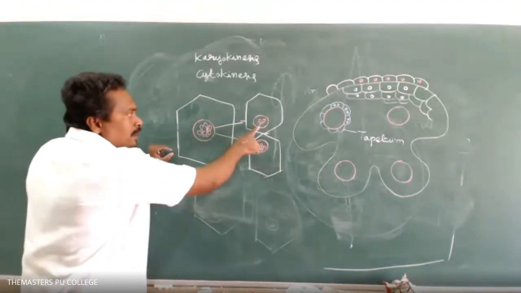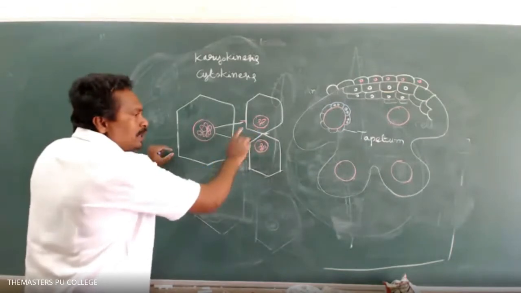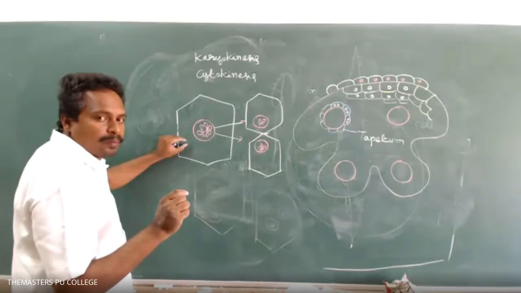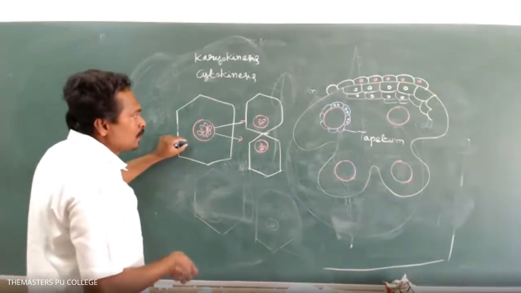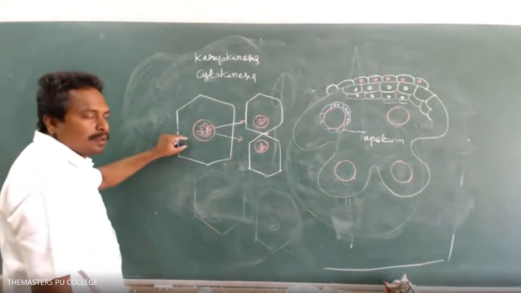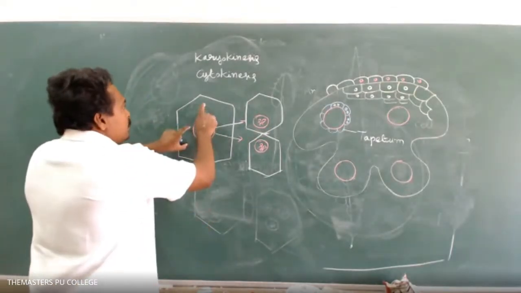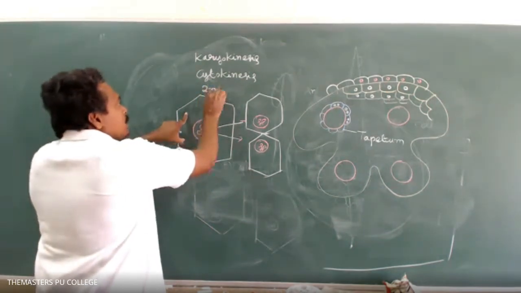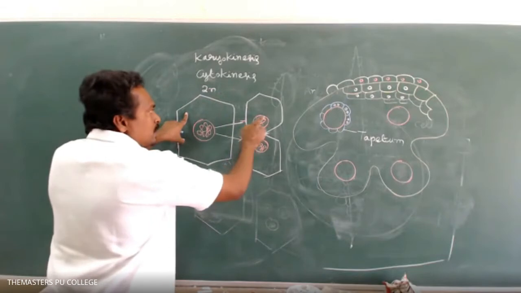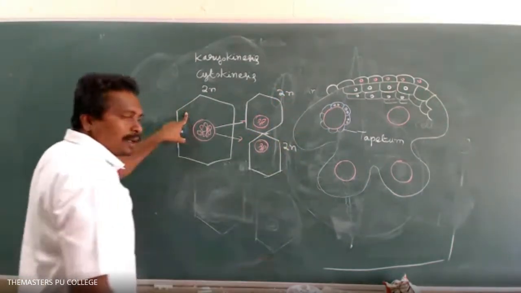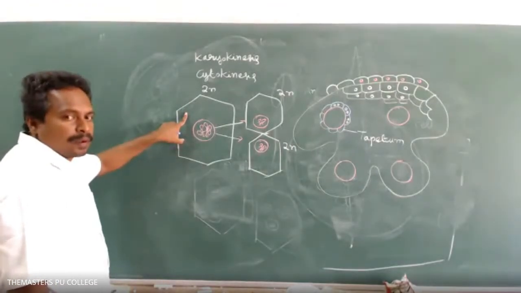Now the newly formed cell is having how many nuclei generally? One nucleus. Right. So here the ploidy: if the parental cell is in the diploid condition, the newly formed progeny cells are also in the diploid condition.